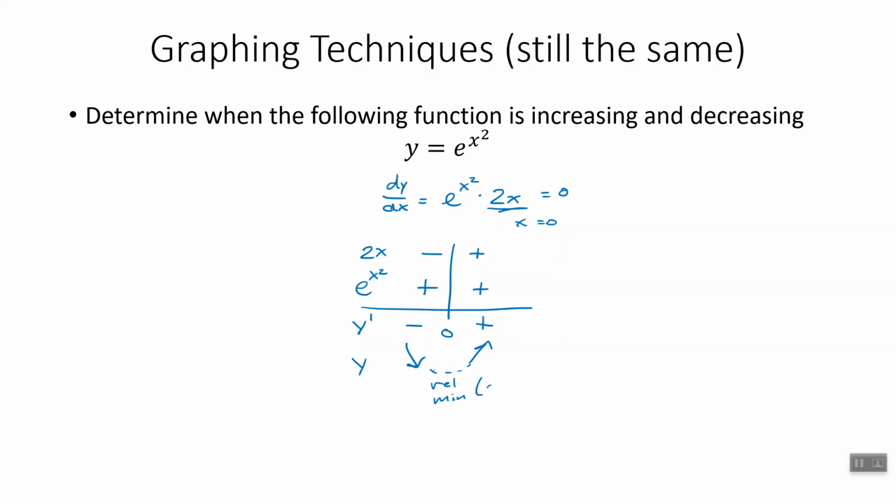If we want the actual point, we plug it back in here. e to the 0 is 1. So there's our relative minimum. All right. And so we'll be decreasing from negative infinity to 0. And we'll be increasing from 0 to infinity. If you want to use brackets on the zeros, you can do that. That's perfectly fine. All right. We could also take a second derivative if we wanted to and find concavity. Second derivative is going to be a little more work here, but it works the same way.